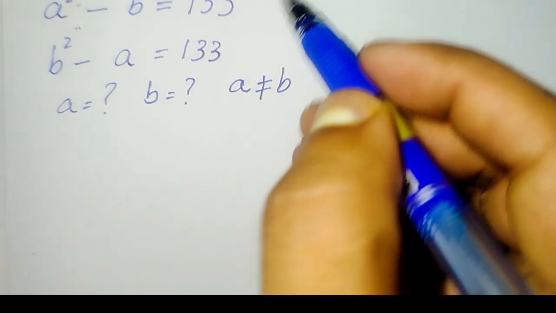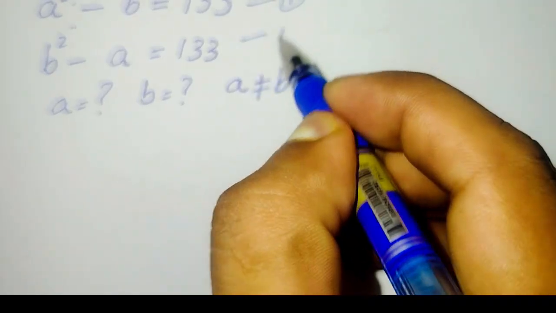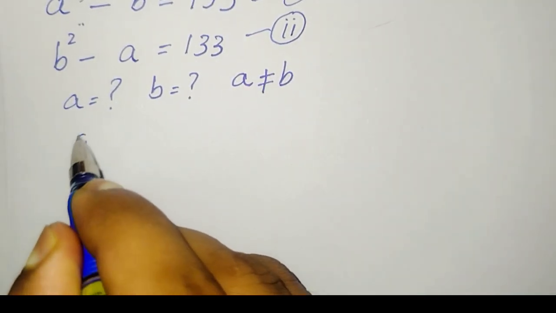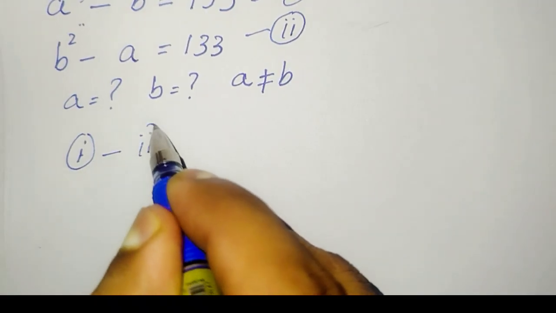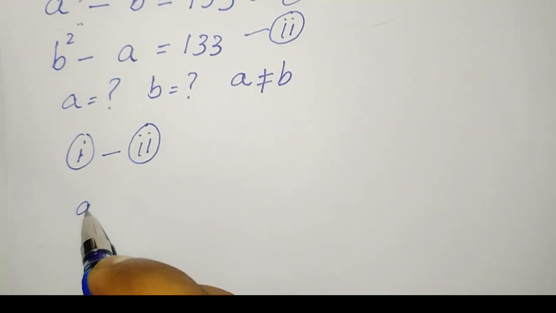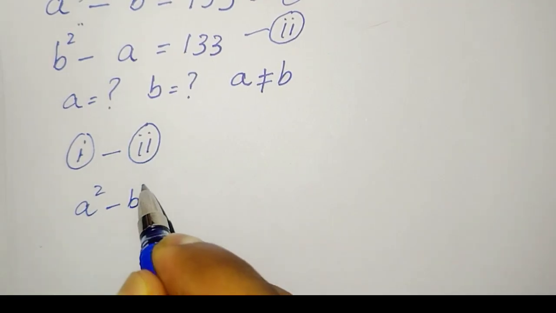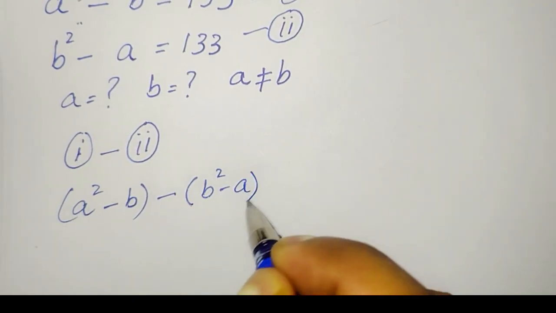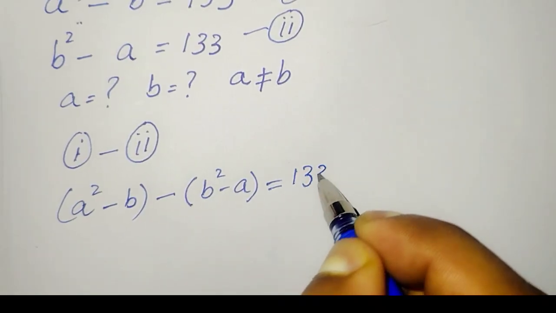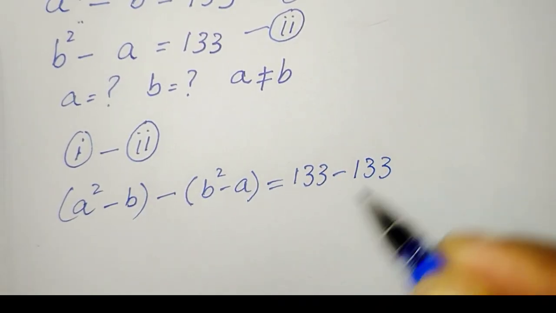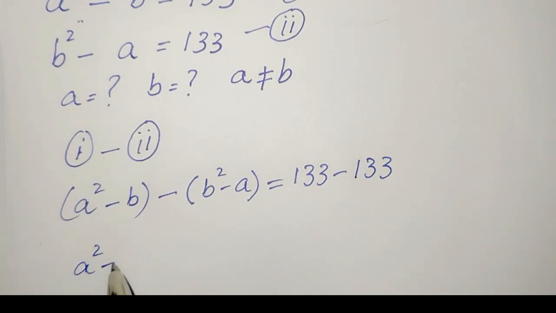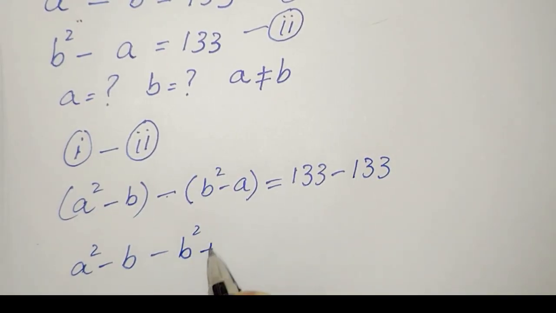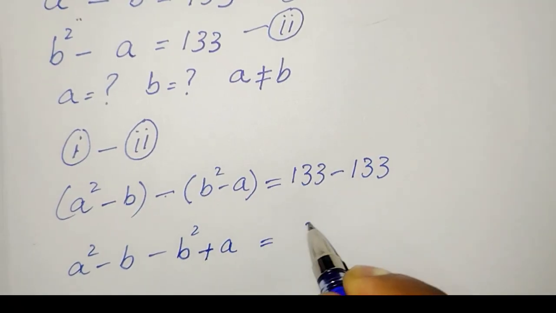So let's get started. We name that as equation 1 and this one as equation 2. Now, if we subtract equation 1 minus equation 2, then a square minus b minus b square minus a equals 133 minus 133. That would be a square minus b square, that is minus and minus, that would be changed into positive sign, equals 0.